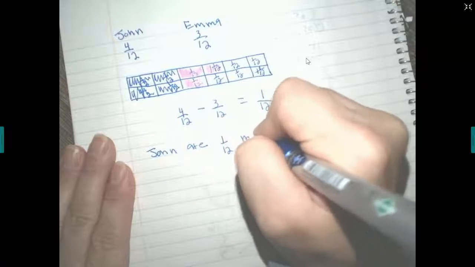So this becomes a subtraction problem. 4/12 minus 3/12. Denominator stays the same. 4 minus 3 equals 1. So how much more did John eat? John ate 1/12 more. All right, let's look at the next one.